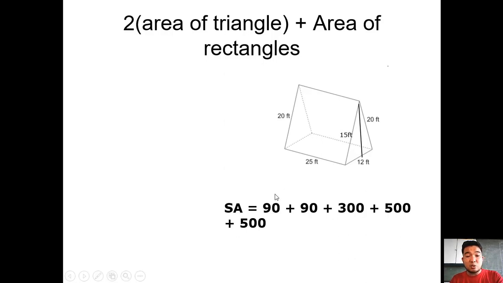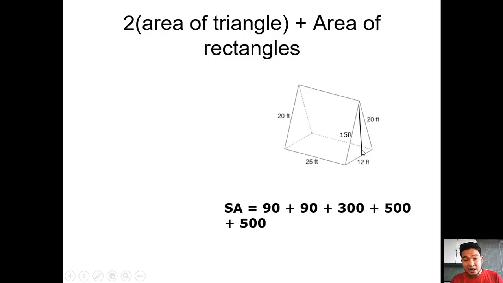Surface area is equal to area of triangles plus area of rectangles. We solve first for the area of the triangle. So you will have 12 times 15 divided by 2. If we multiply 12 by 15, the answer is 180. Divide that by 2, so you will have 90. So we have two triangles, so you have 90 plus 90.